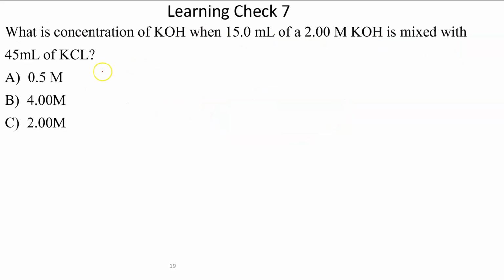All right, so let's take a look at an example of this. What is the concentration of KOH when you have 15 milliliters of 2 molar KOH mixed with 45 milliliters of KCl? So very similar to the other example. Our total volume is changing. So it's going from 15 originally, which is where it was 2 molar, and we're making a total of 60 milliliters. So as a result, you could already tell the concentration is going to go down. So if you had to guess, you know it's not going to be this number, right?